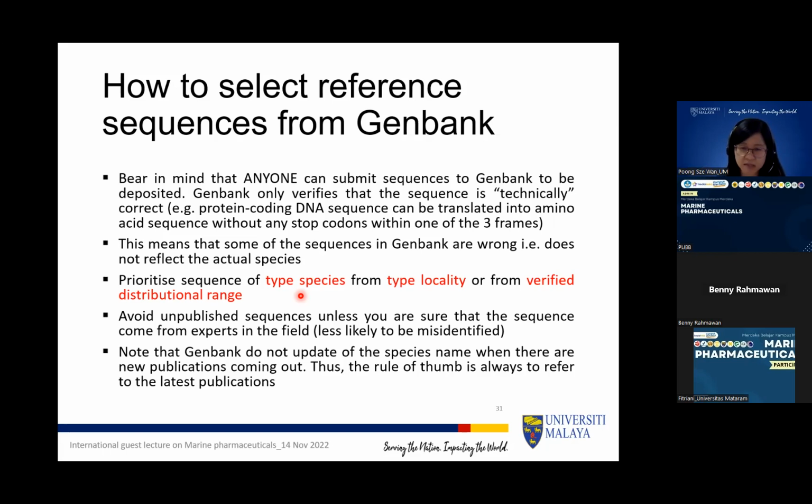Usually, we as the sequence depositor have to write in to GenBank, email them, and tell them that my publication is out and I want to update the species name of the sequence that I have deposited. So you need to do this manually. Most of the time, the species name that you see on sequences deposited in GenBank is not updated. So you should always refer to the latest publications, which will show the correct or most updated species name.